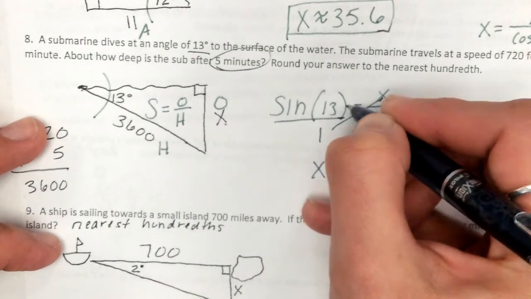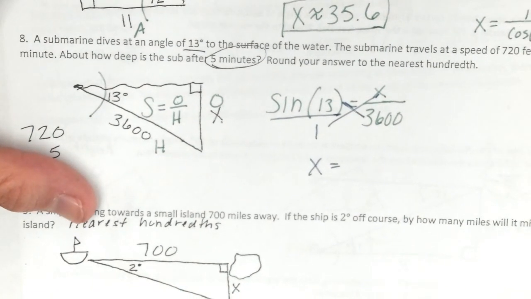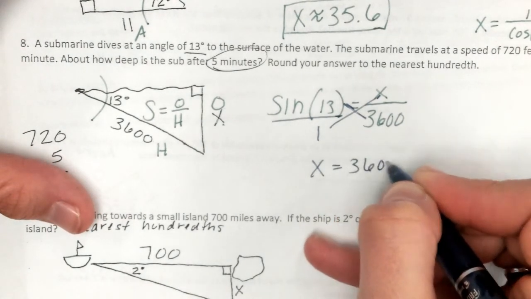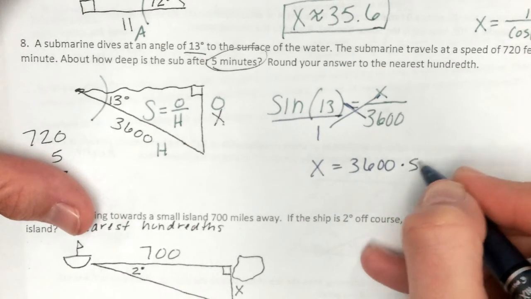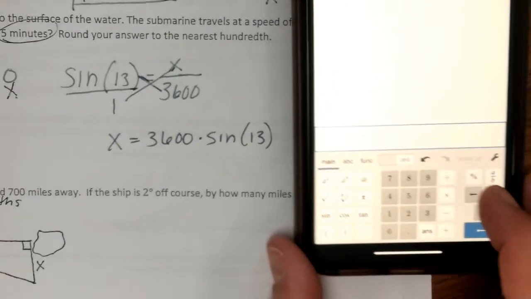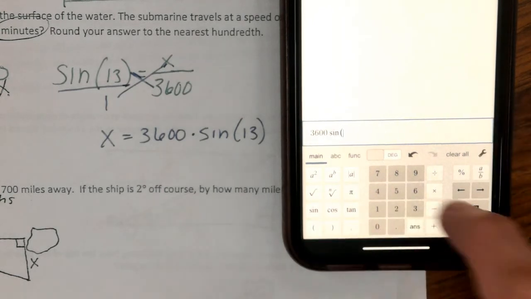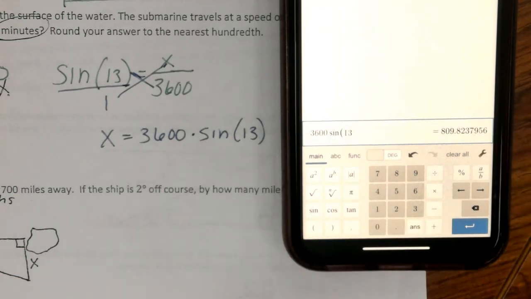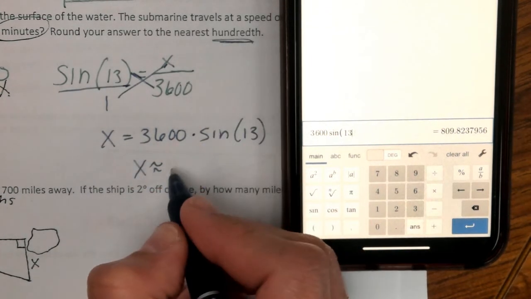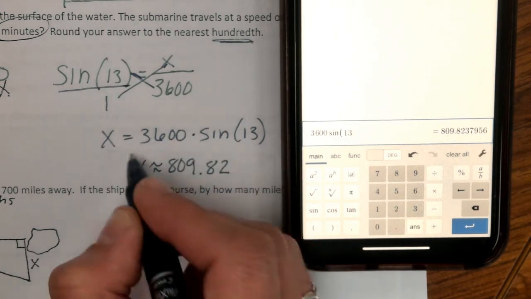And then you're going to multiply these two. As I stated in the original video, please, please, please, always put the number first before the trigonometric function. So we want to do the 3,600 first times the sine of 13. I'll show you again what may happen if you don't. So here we take 3,600, don't even have to push multiply, sine of 13. We get 809, so x is approximately, we're going to round to the nearest hundredths again, 809.82.